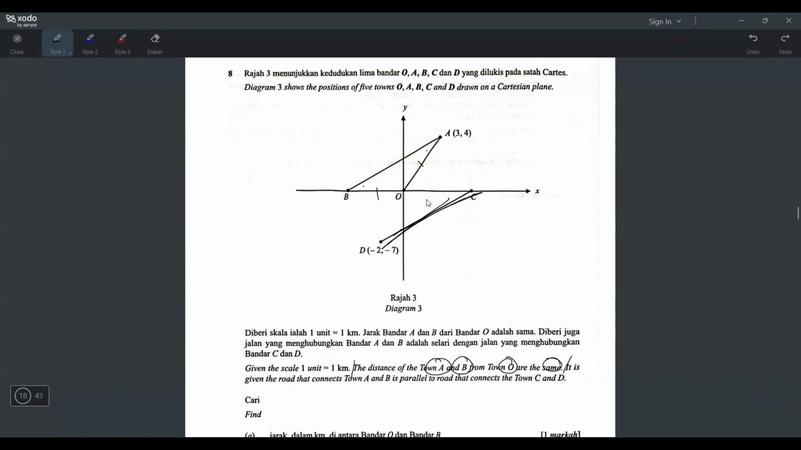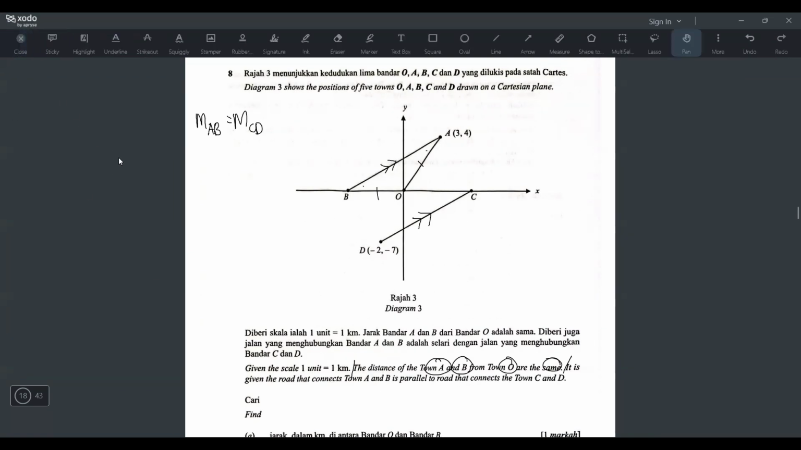Okay, so CD is this jalan, AB is this jalan, and they're parallel. Selari. So if I'm teaching my students, I will draw an arrow like this. This arrow is to remind us that they are parallel. And what it means when two lines are parallel, the gradients are the same. So the gradient of AB is equal to the gradient of CD, right? They have the same gradient. Okay, so far I understand what it says here and I label everything.